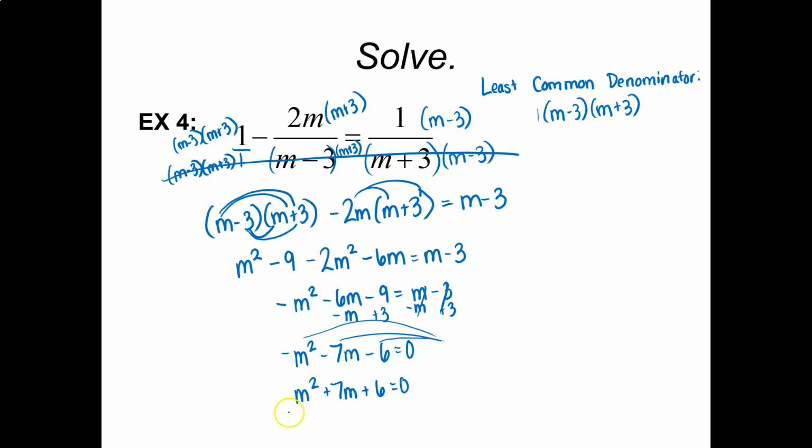Now, most of these are going to factor. This one does. We got m plus 6, m plus 1. And so we will get answers of m equals negative 6 and m equals negative 1. What are our excluded values for this? Negative 3 and 3. That does not equal either one of our answers, so these two would be our answers.